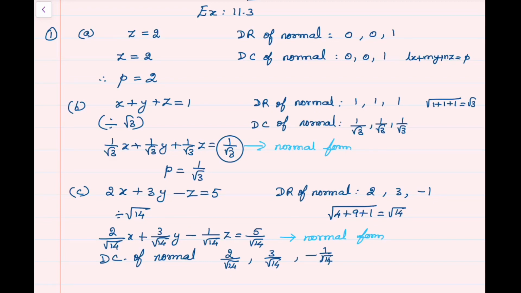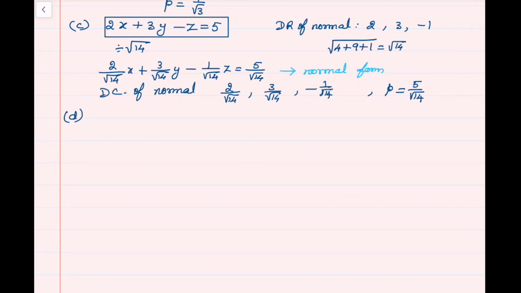Only when the equation is in the normal form, the coefficients of x, y, z are the DCs of the normal. In this equation, the coefficients are DRs of the normal. Therefore, distance of the plane from the origin is 5 by root 14.